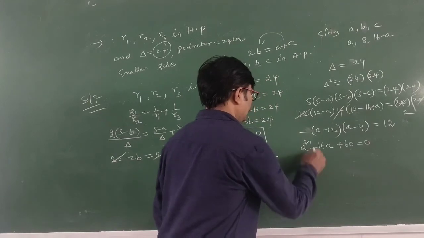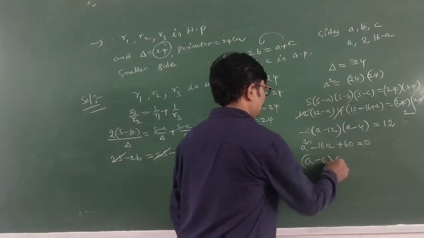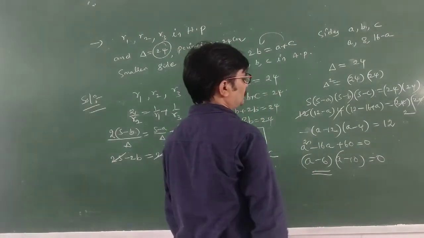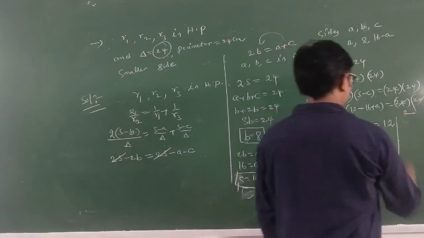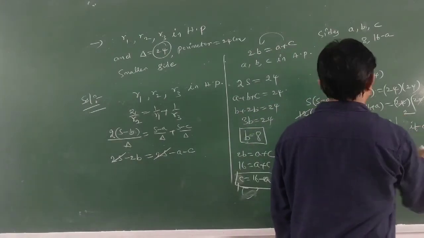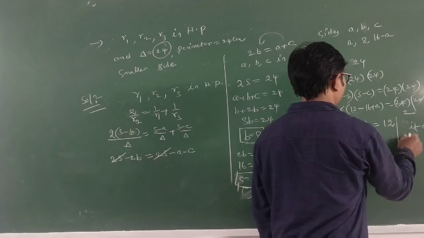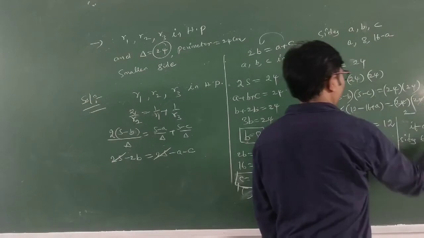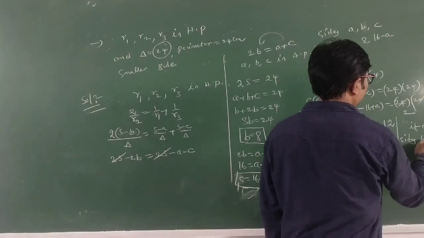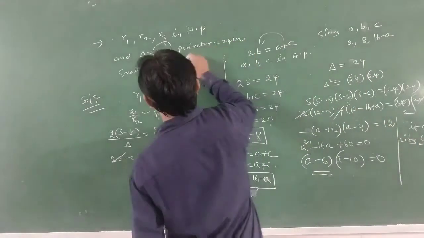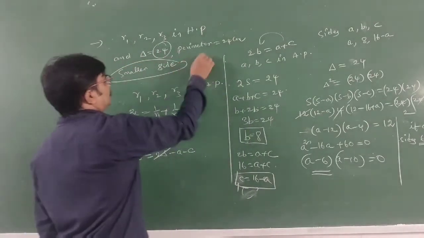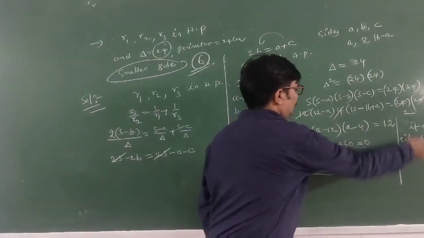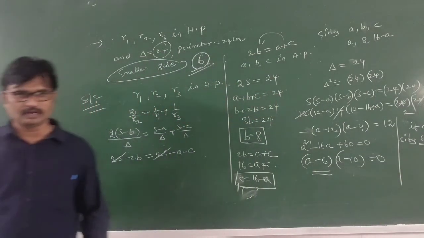Dear students, (a minus 6)(a minus 10). So if a is 6, what are the sides, students? If a is 6, the sides are 6, 8, 16 minus 6, 10. So the least side, the smaller side, is the answer. So the smaller side is 6. Is it clear, students? The smallest side is 6. Write down.